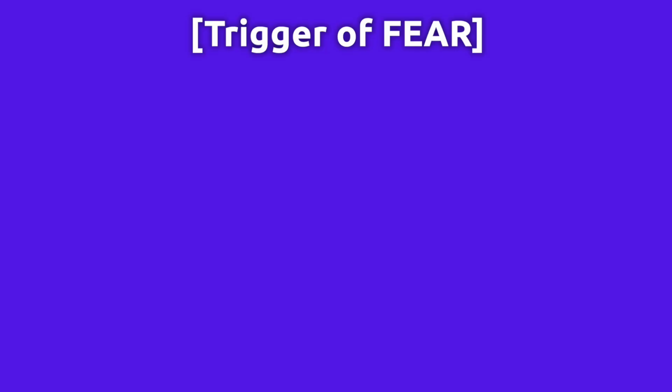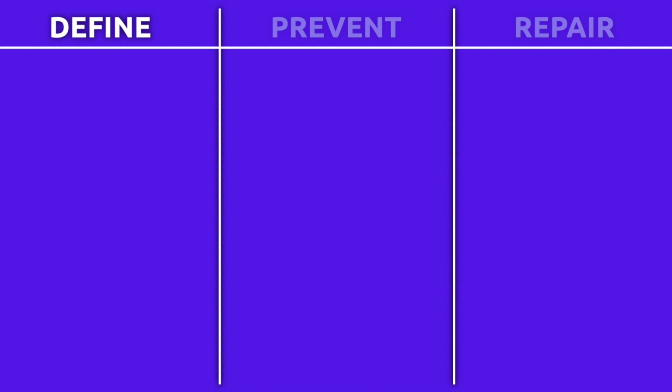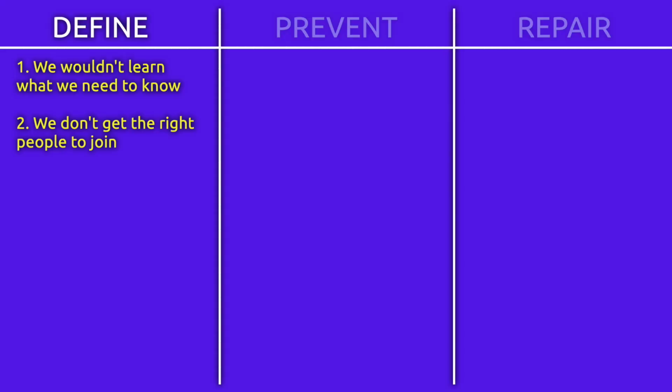To illustrate how fear setting works, I'll be using an example of how I did it in March. In my case, what was triggering my fear was a design sprint. So you can grab a piece of paper and just write at the top what is triggering your fear. And this is called the define column. For me, it was that I feared we wouldn't learn what we need to know to make our product successful.